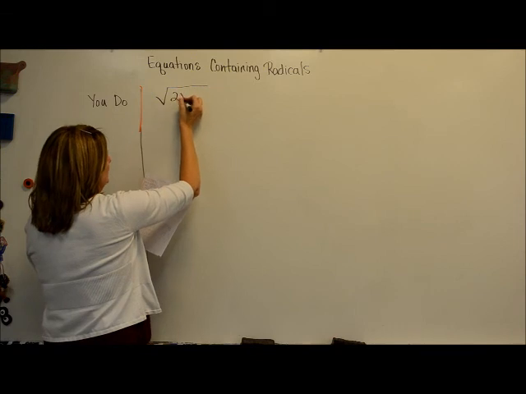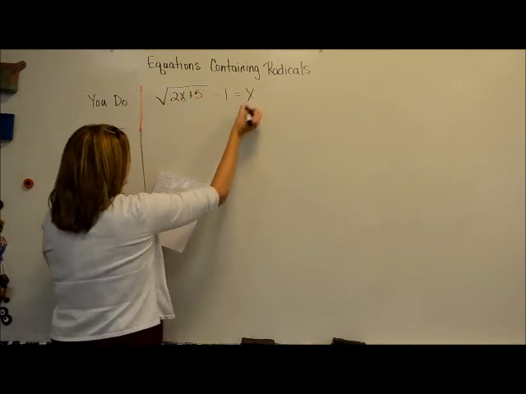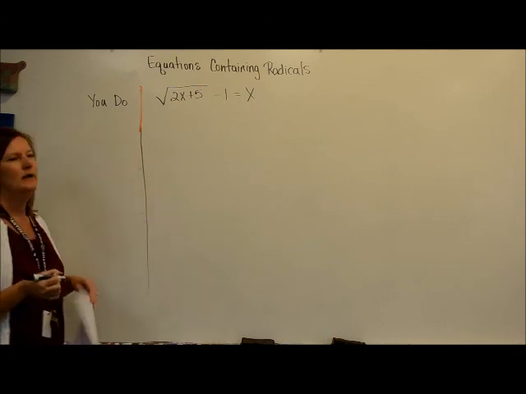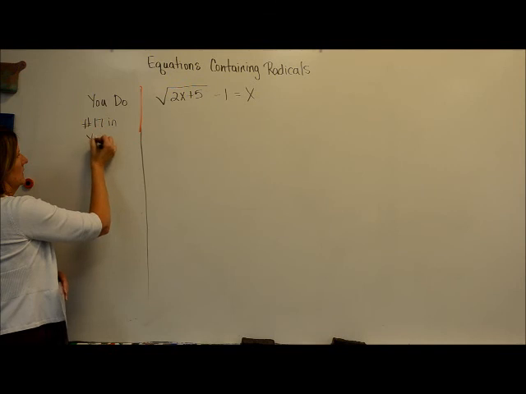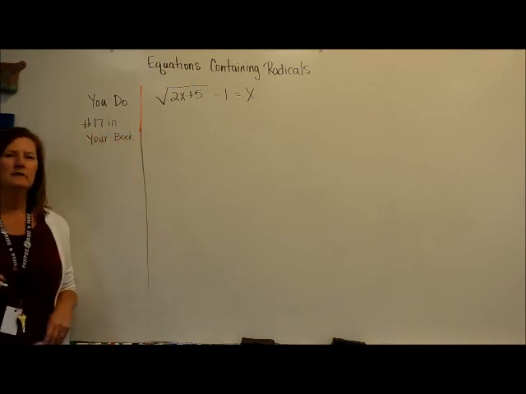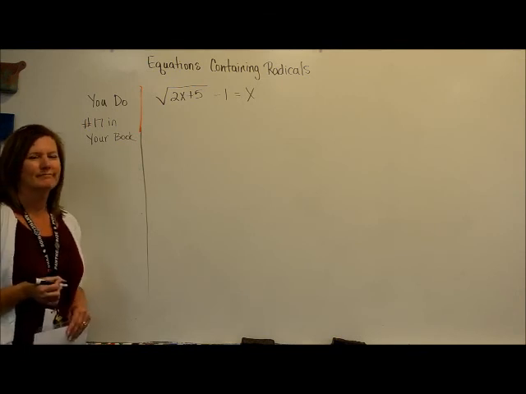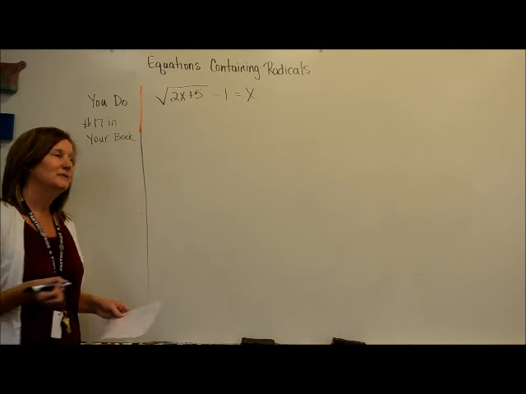Square root 2x plus 5 minus 1 equals x. So go ahead and do that one. This is number 17 in your book. Go ahead and try that. Just pause the video, try it out, so you do. Okay, how did you do?